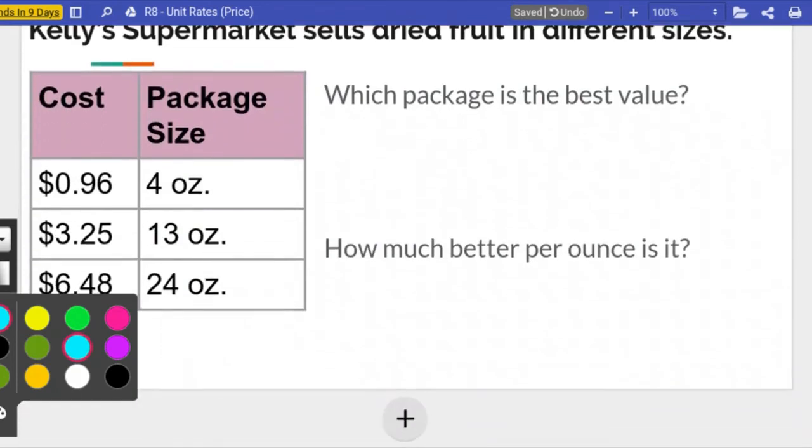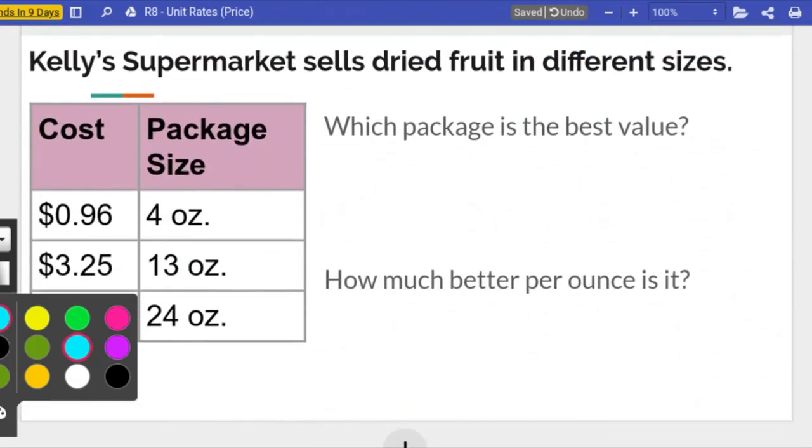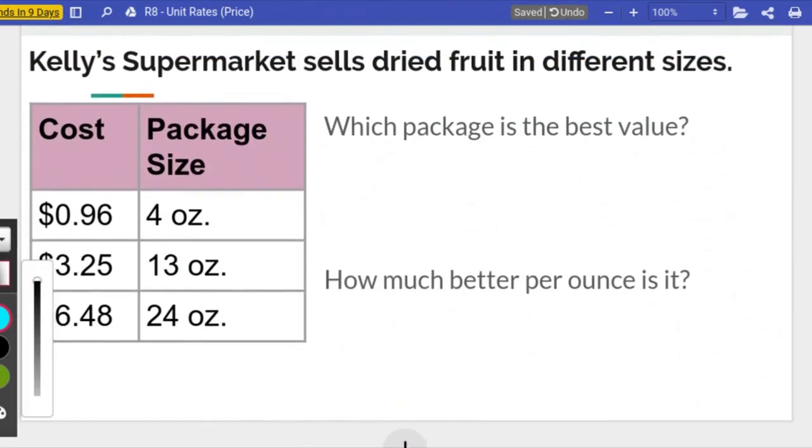All right, our last problem is very similar, so you're going to give this one a try on your own. Read it, give it a try, and then check your answer. Kelly's Supermarket sells dried fruit in different sizes. Which package is the best value?